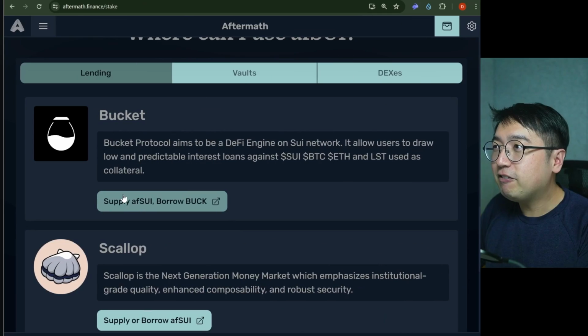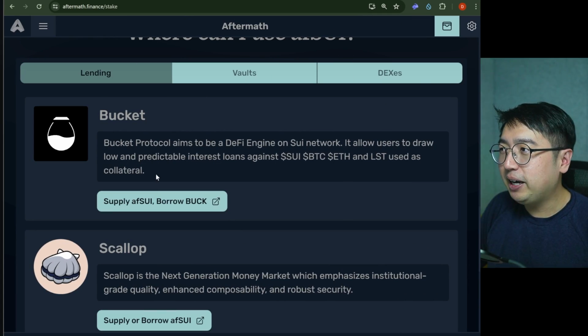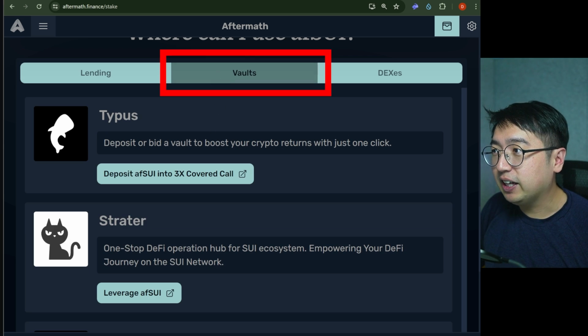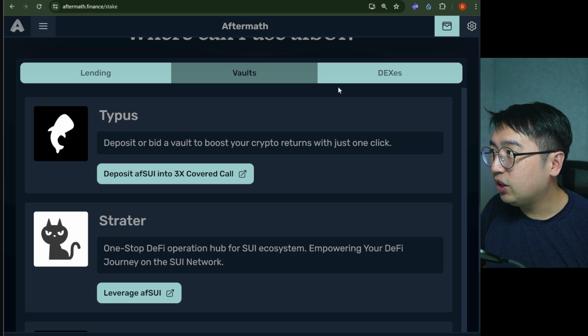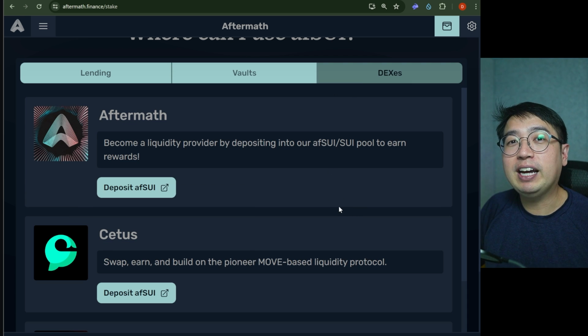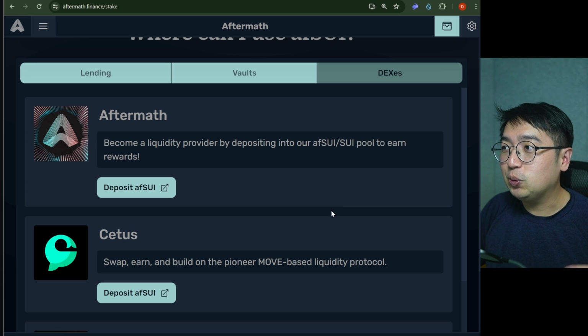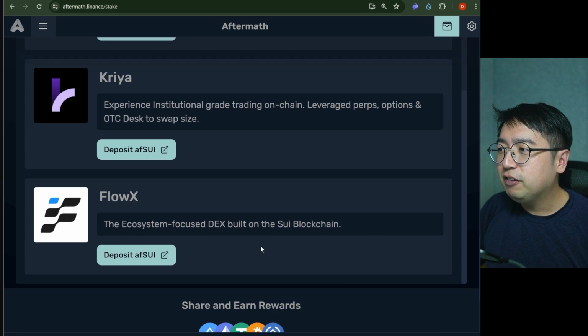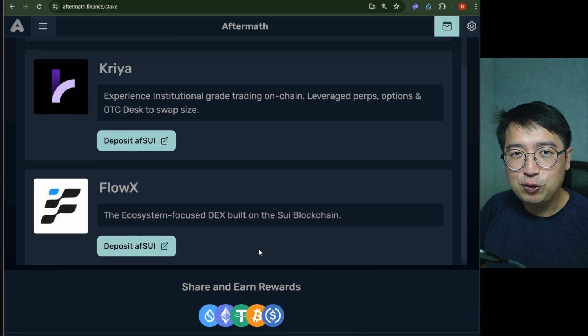So we're back at Aftermath Finance, we're at the staking page, and it gives us a few options. We can either use Bucket Protocol or Scallop. These are lending protocols. Or we could use a vault like Typus Finance or Strader, or we can use decentralized exchanges to trade it or provide liquidity, and we could be earning rewards from that. And that again is through either Aftermath Finance, Cetus, Turbos, Kria, FlowX. We have quite a few options.